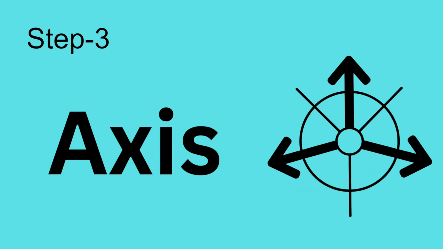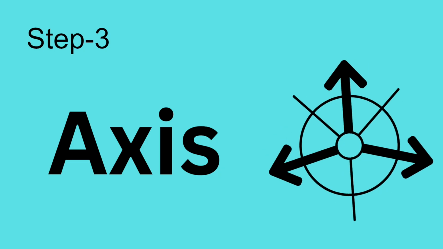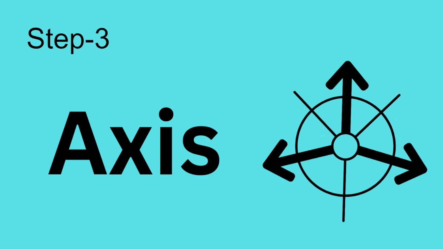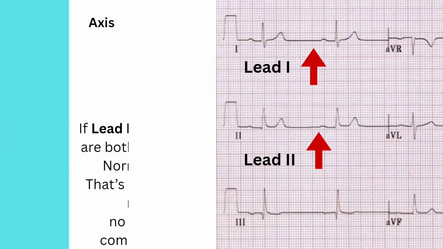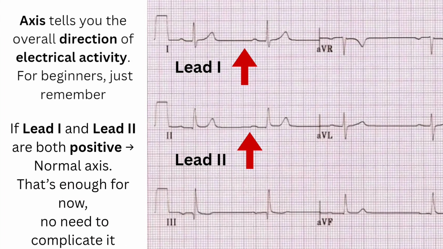Now let's talk about axis. It tells you the overall direction of electrical activity. For beginners, just remember, if lead 1 and lead 2 are both positive, then it's normal axis. That's enough for now, no need to complicate it.